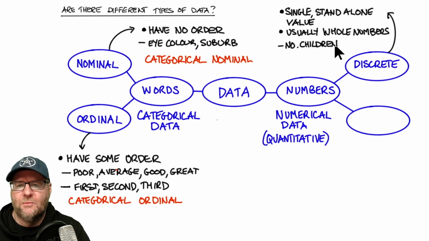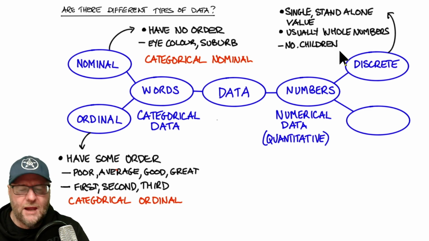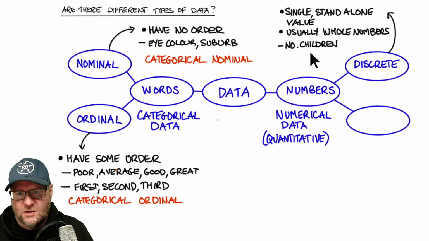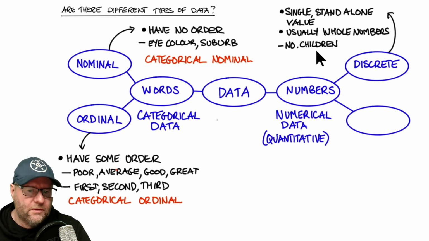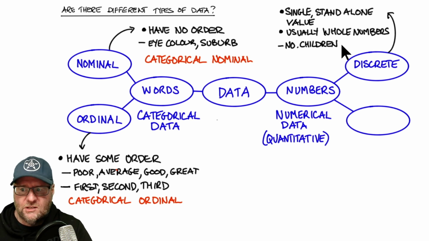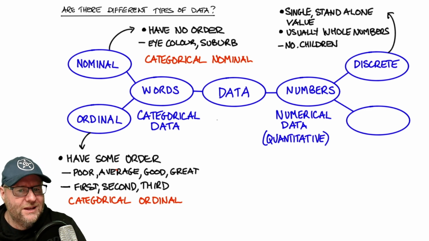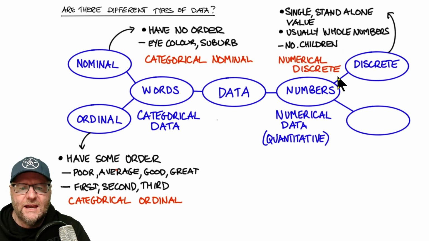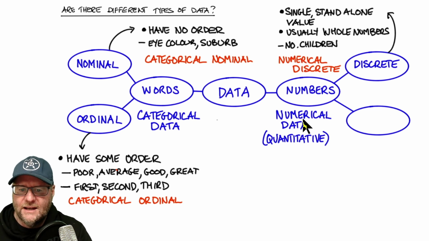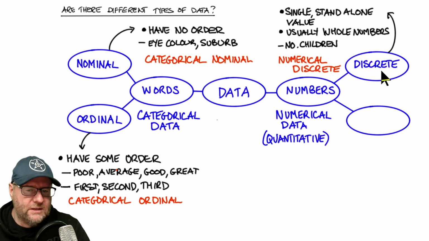An example here might be if you were doing a survey and you ask people how many children they have. Some people might say 2, some people might say 4, 3, whatever. Each score is its own standalone individual number. So we would say that they are numerical discrete. It's numerical data, and it has no real order to it. They're just individual numbers, numerical discrete.